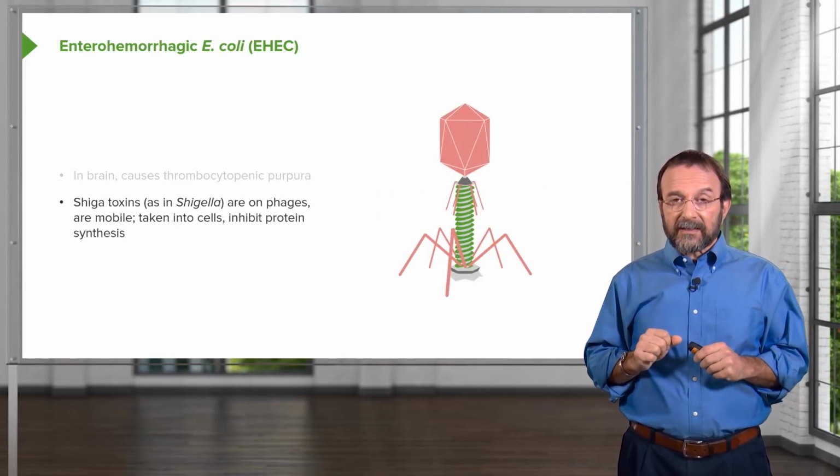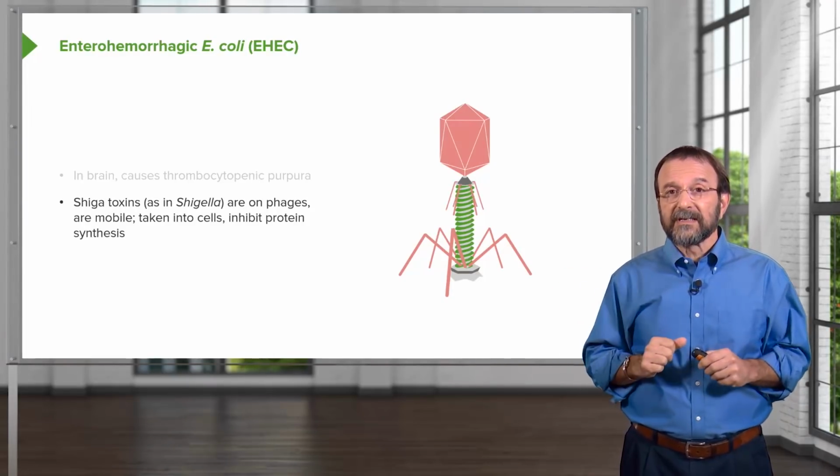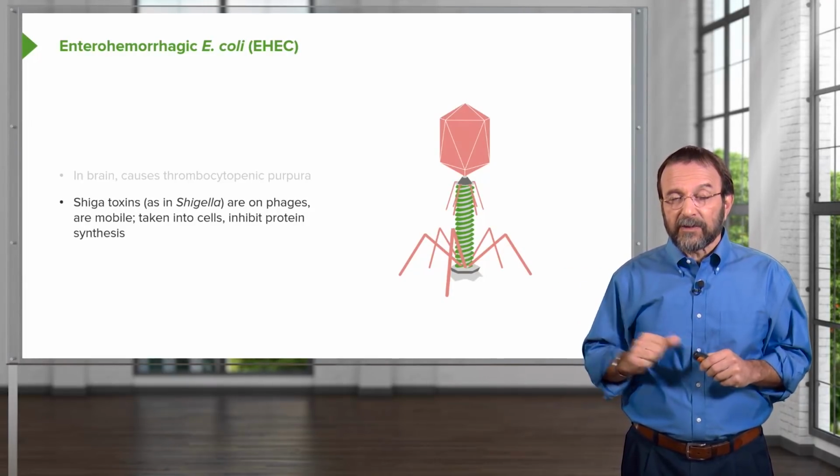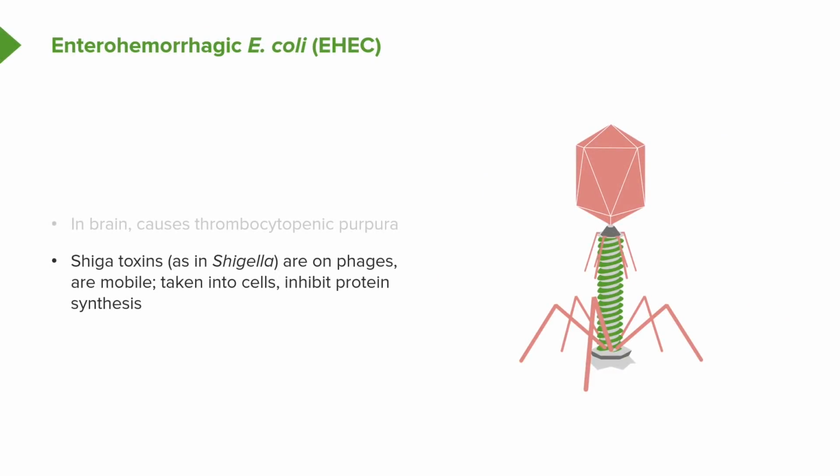And the Shiga toxins are on phages. And again, the Shiga toxin originally seen in Shigella, causing the loss of water from the intestine. These are on phages, so they're mobile. These toxins can spread from bacteria to bacteria, and that's presumably why the E104 German strain arose by infection with a phage that delivered the Shiga toxin gene at some point. These toxins are taken into cells and inhibit protein synthesis.